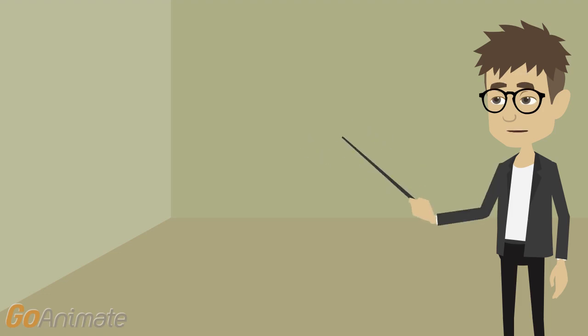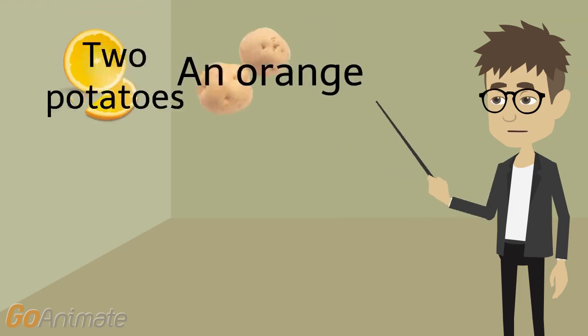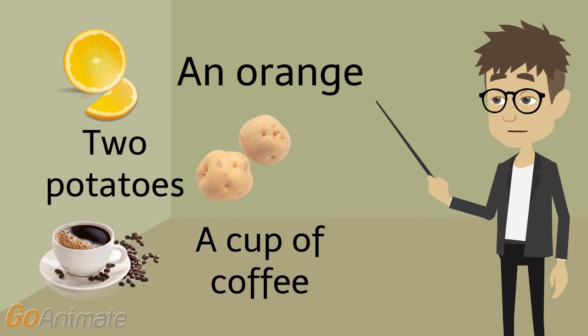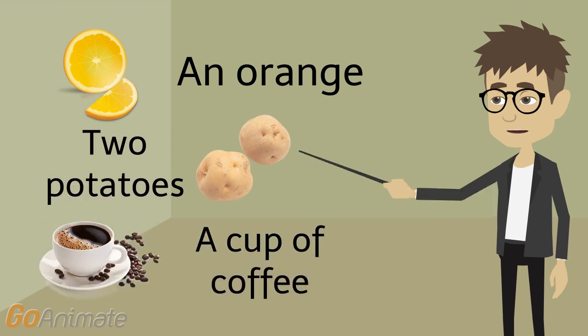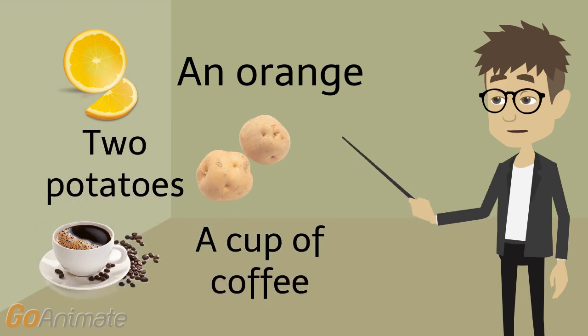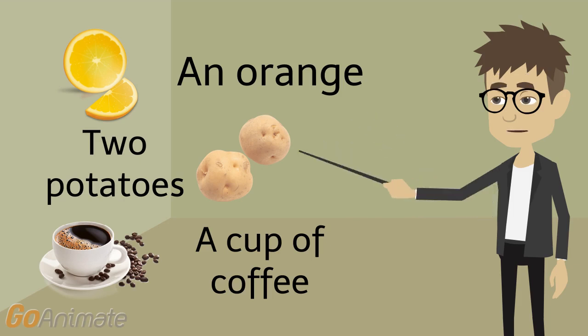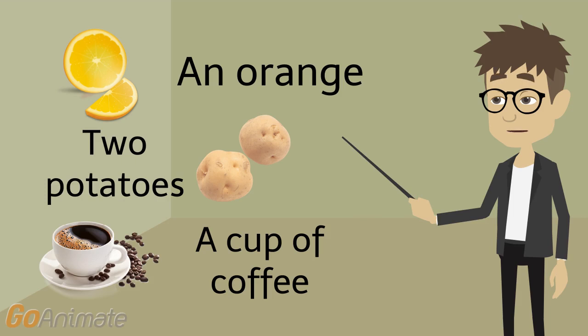Similarly, Peter said, I had an orange, 2 potatoes, and a cup of coffee. Orange and potatoes are countable nouns, so we add a number and an article before them. However, coffee is not countable, so we use a quantity word, a cup of, to describe it.